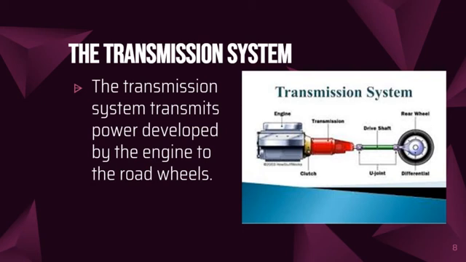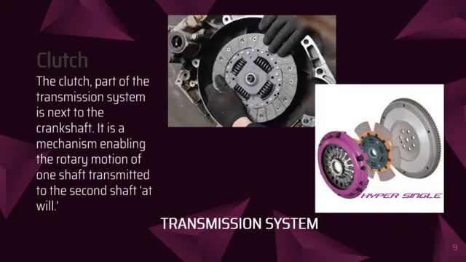The road wheels are at the ends of the axle, so the motion is transmitted through these parts. Every part of the transmission system performs its own function. So under the transmission system, we have the clutch. The clutch, part of the transmission system, is next to the crankshaft. So in the picture, you can see here examples of clutches.